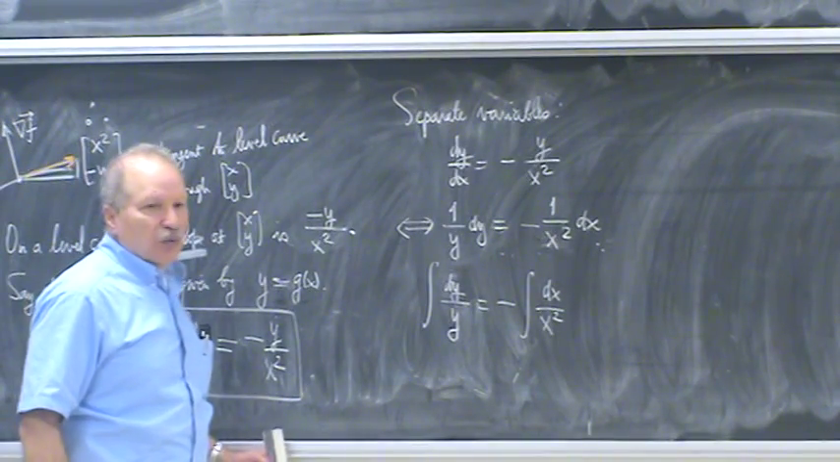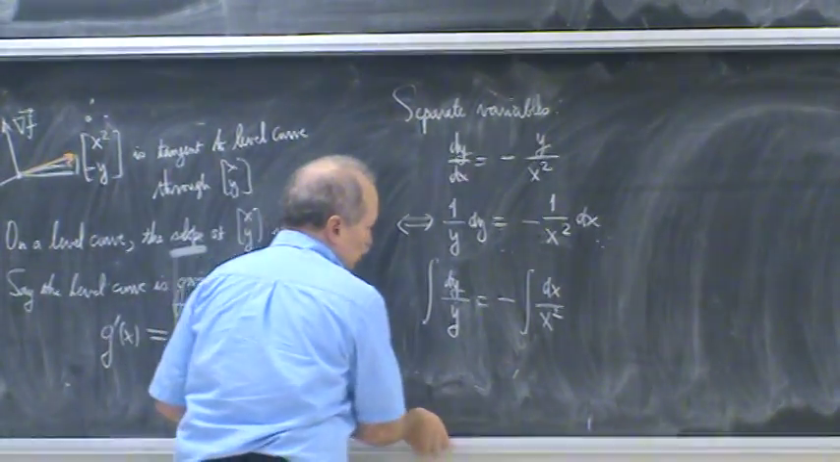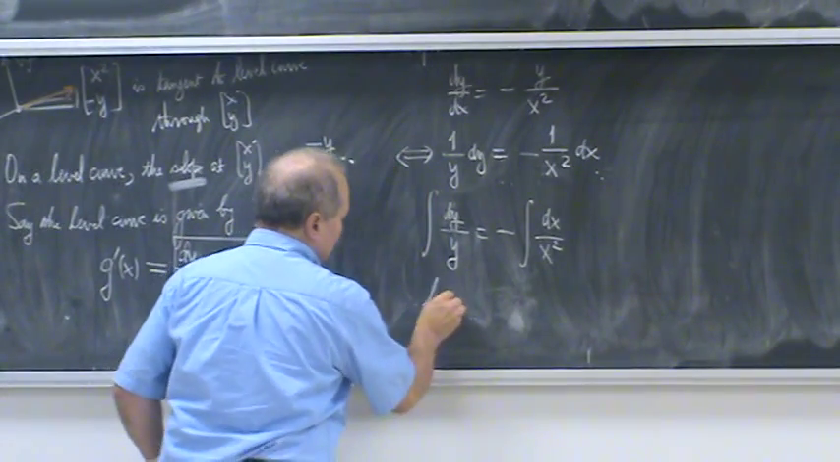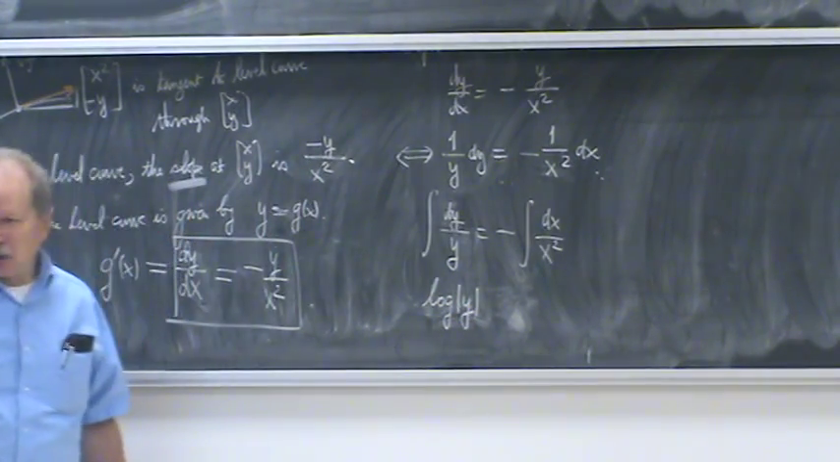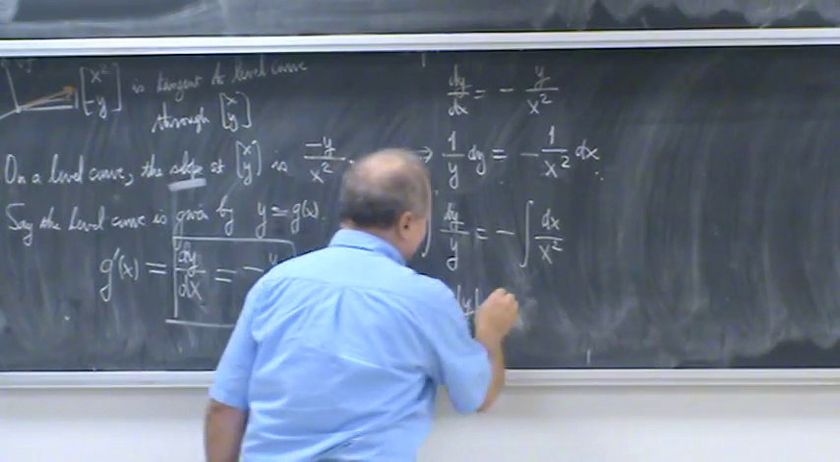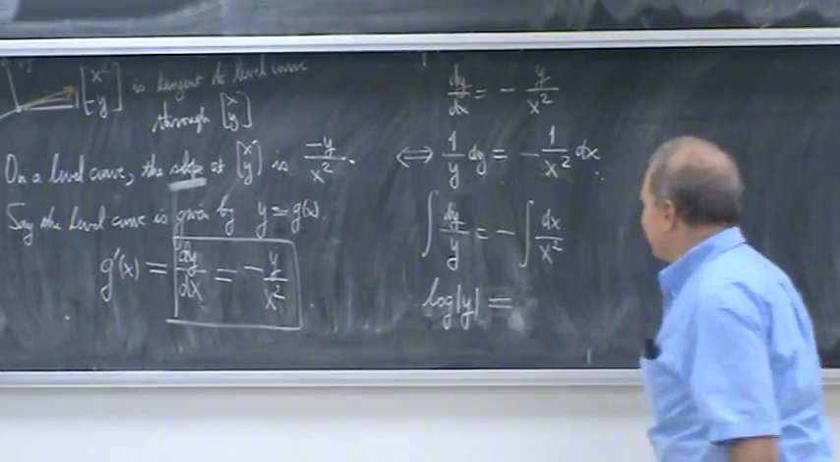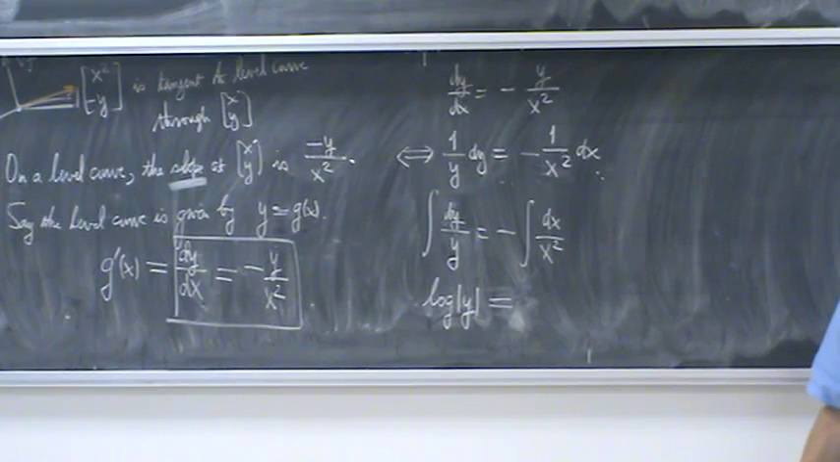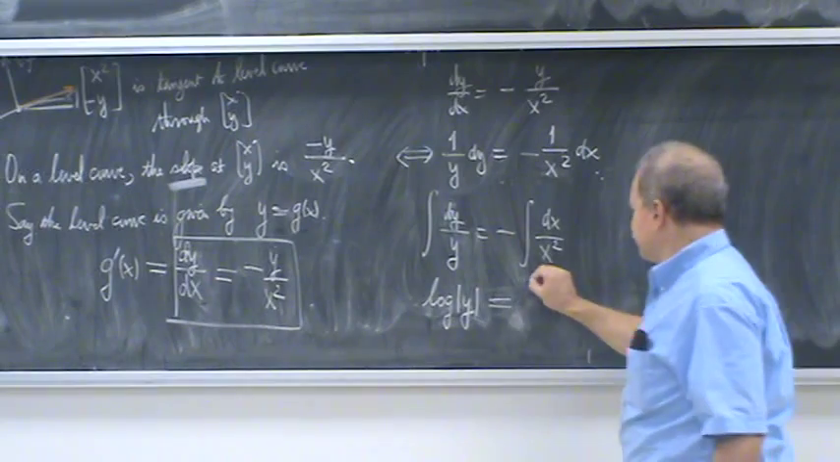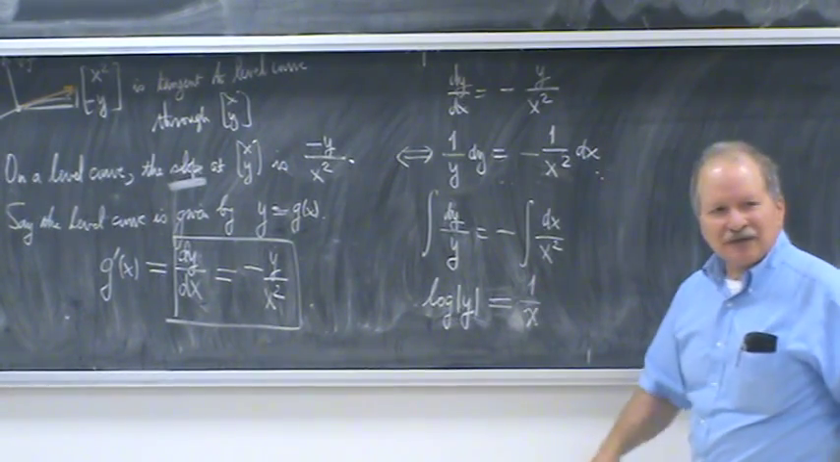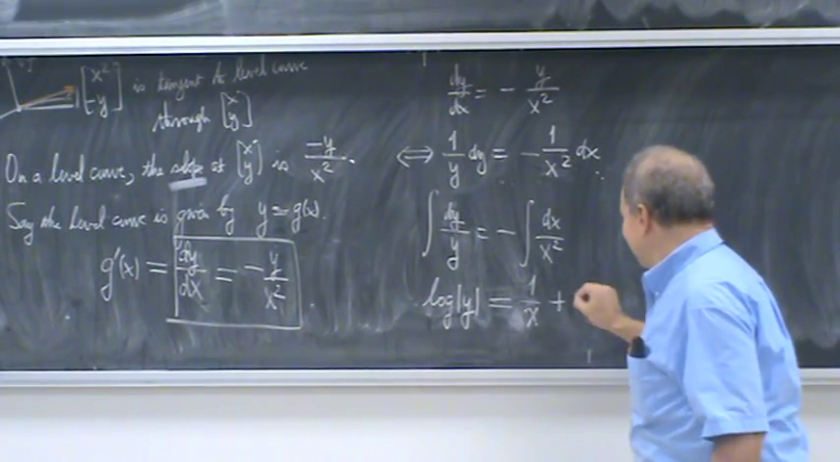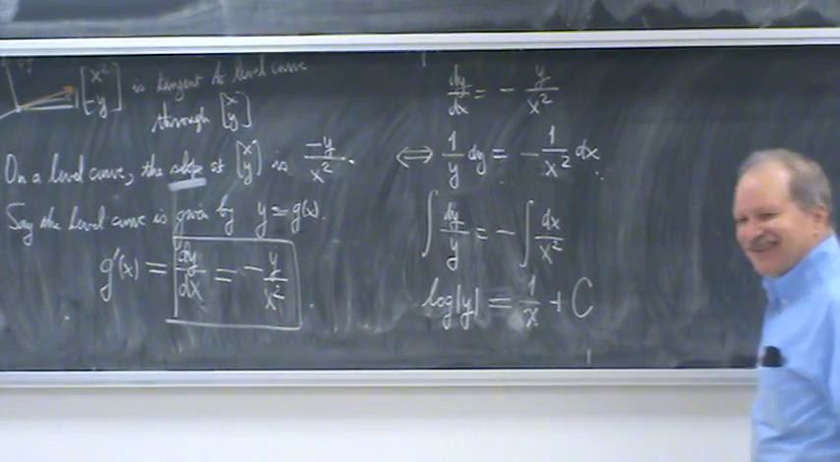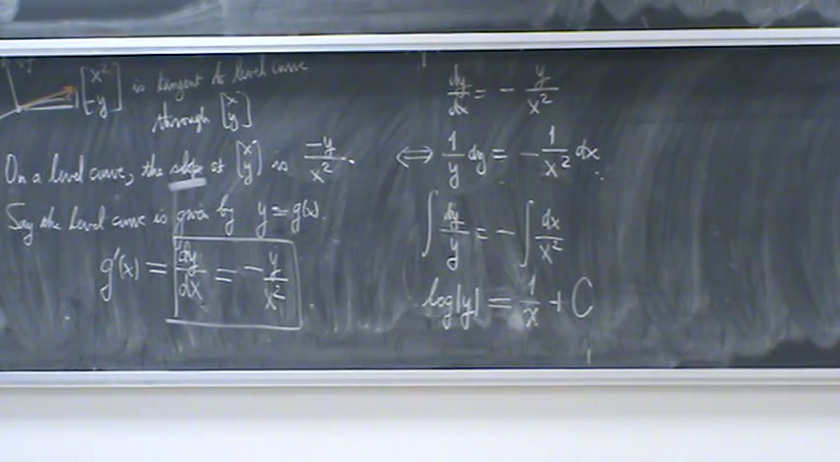What's the integral of dy over y? Of course, we're adults now, so we call it log. Log of absolute value of y. Okay, very good. Equals. What's the integral of negative x to the negative 2? Minus 20 points if you don't say something very fast. Plus C. Yeah. Minus 20 points. It's a grade in the class if you don't mention it.